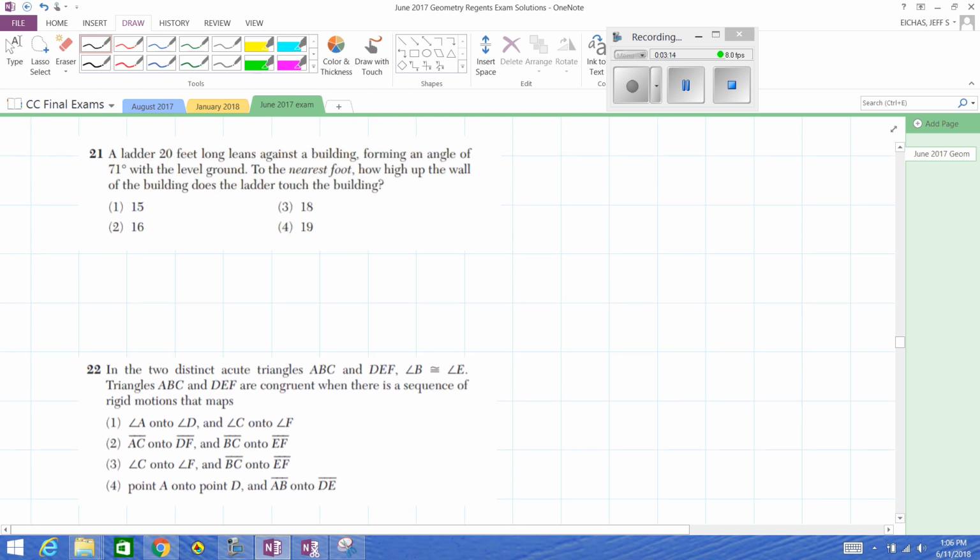A ladder 20 feet long leans against a building. Okay, so here's the building. Ladder's going to lean. Assume the building and the ground make a right angle. The ladder is going to make a 71-degree angle with level ground. How high up the wall? Let's call it H for height. Now compared to this angle, that leg is opposite. This leg is adjacent. That's opposite the right angle, so we call it the hypotenuse.